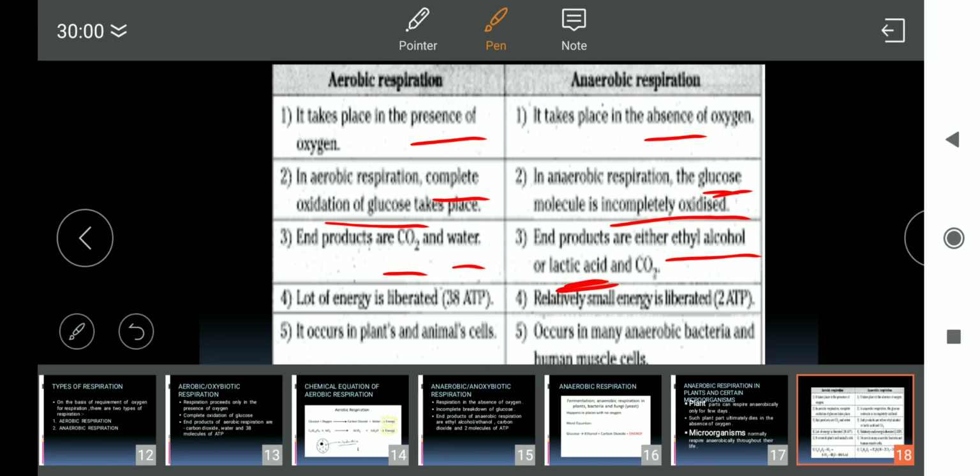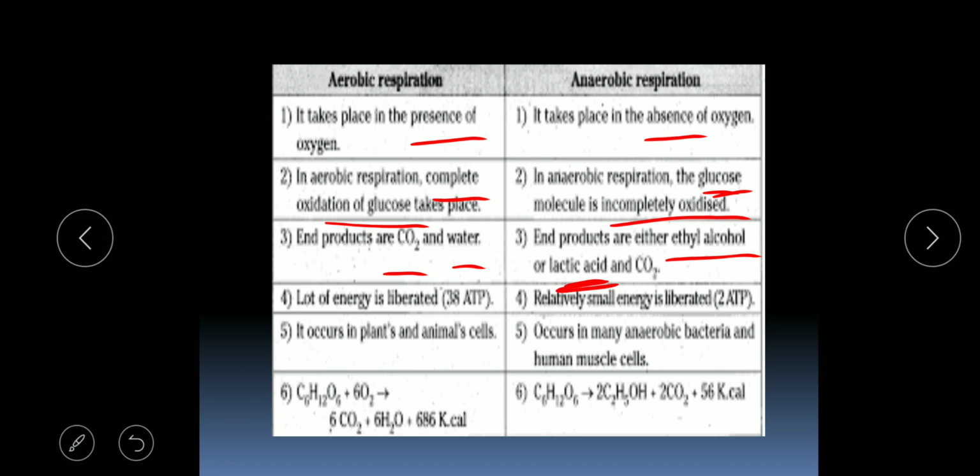Lactic acid is produced in human beings: sometimes our muscle cells are not getting enough oxygen. At that time the muscle cells perform anaerobic respiration, and as a result lactic acid is produced, and due to the deposition of lactic acid we feel tired and fatigued. So lactic acid occurs in our muscle cells. For plants, there is ethyl alcohol and carbon dioxide.